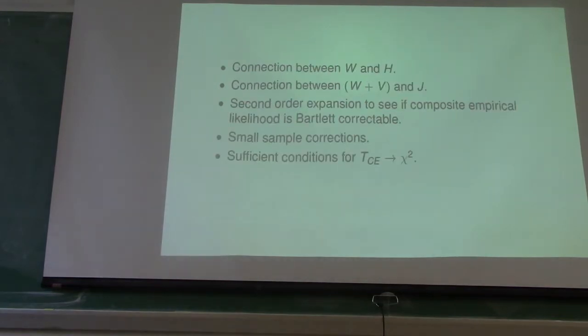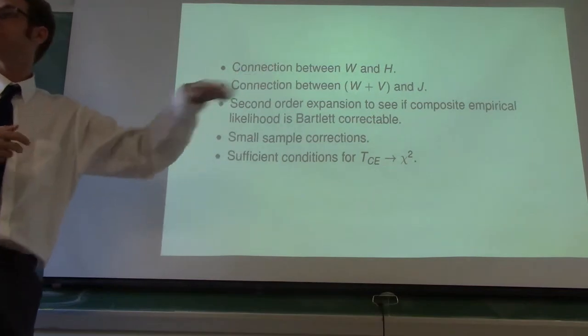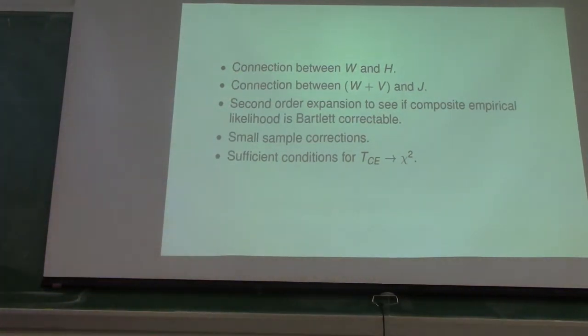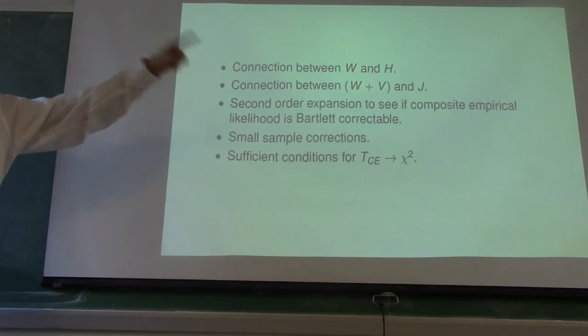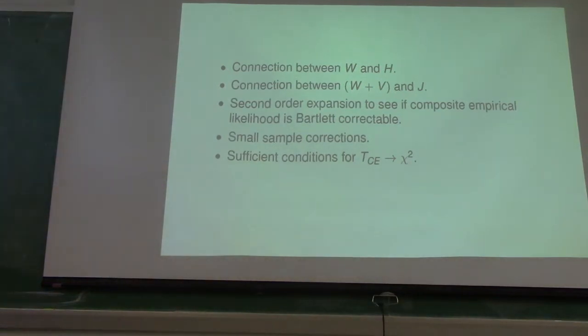As for other future research questions, I've gotten very interested in the connection between that W matrix and that H matrix. Same thing between W plus V and J, because I really want to explain this in the context of: here's the most general way you can write a likelihood, and then they're coming down to these specific cases. How is this general case relating?